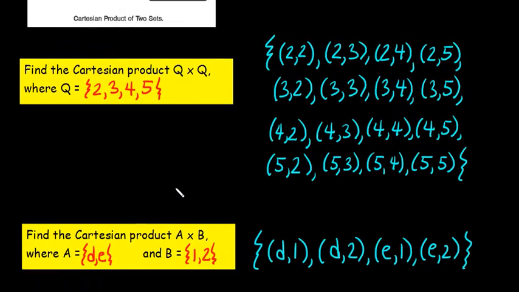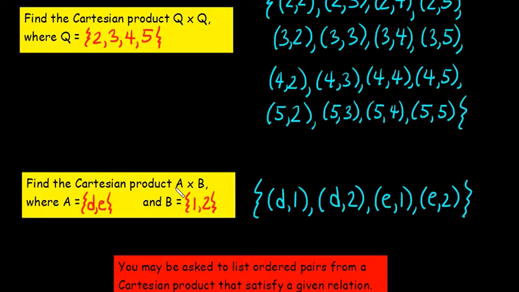Now, here's just a smaller example down here. Find the Cartesian product of A with B, where A is equal to {D, E} and B is equal to {1, 2}. So if I put those together, I can put D with 1 right here, D with 2, just like this, E with 1, and E with 2. So this would be our Cartesian product.